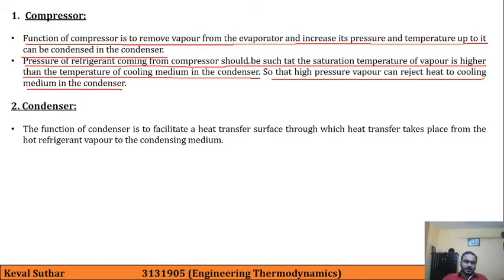Second is the condenser part. Here the function of the condenser is to facilitate a heat transfer surface through which the heat transfer takes place from the hot refrigerant vapor to the condensing medium. So there will be a heat rejection by hot refrigerant vapor to the condensing medium. That will generally be cooling water.